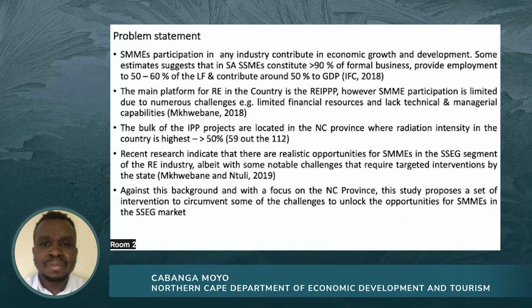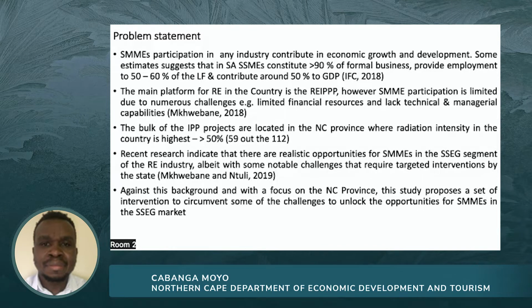In terms of the problem statement, SMME participation in any industry contributes to economic growth and development. In South Africa, for instance, estimates suggest that SMMEs contribute more than 90% of formal businesses, provide employment to around 50% of the labor force, and contribute around 50% to GDP, which is quite substantial.